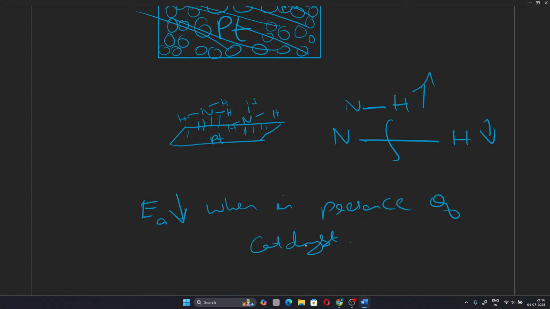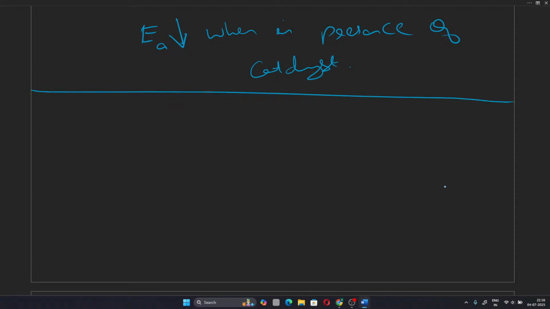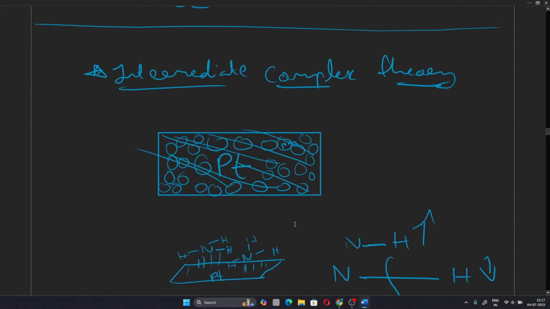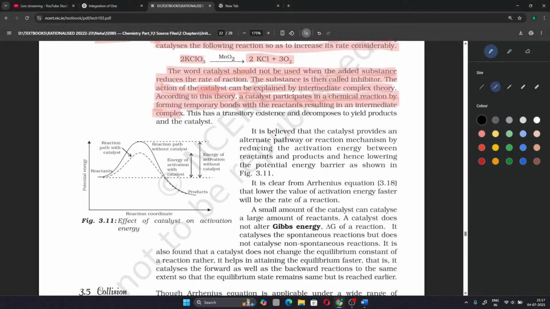The activated complex needs to be formed with the help of activation energy. In such a case only, the reaction will occur. But here, when it is reducing the bond dissociation enthalpy, the energy required to form the activated complex is also reduced. That is why we say activation energy is reduced. That is how catalysts work. That is also, I believe, the intermediate complex theory: forming intermediates to reduce the bond enthalpy.